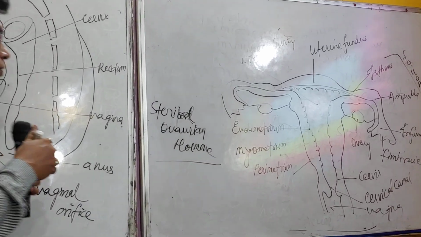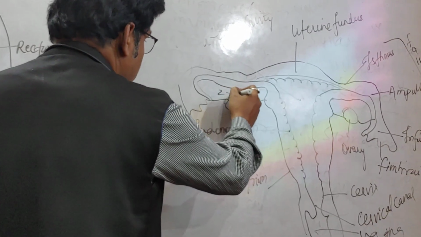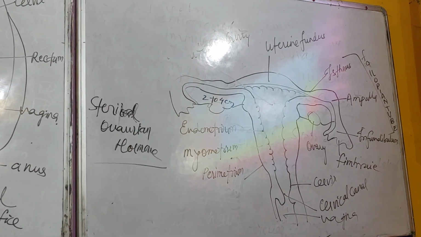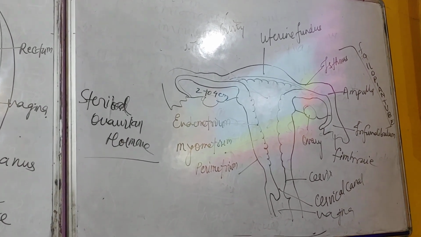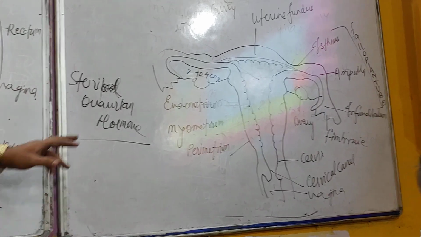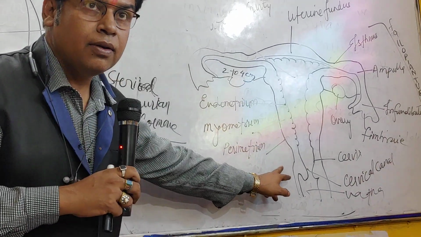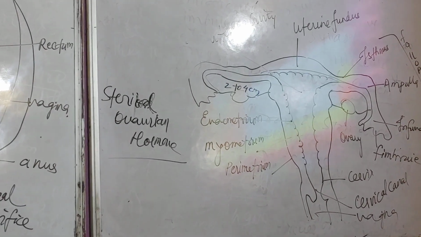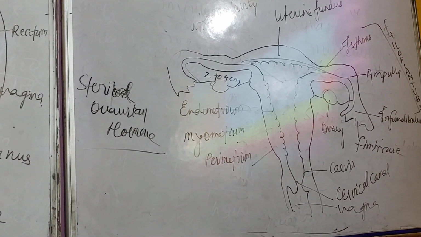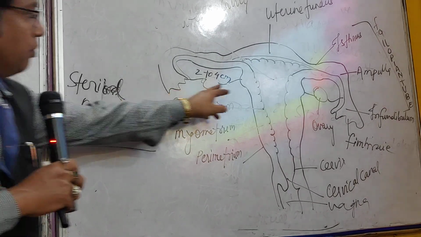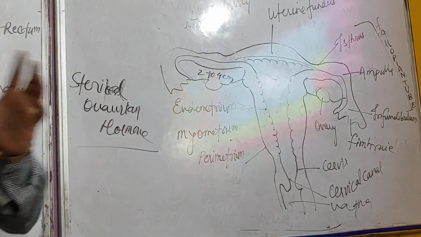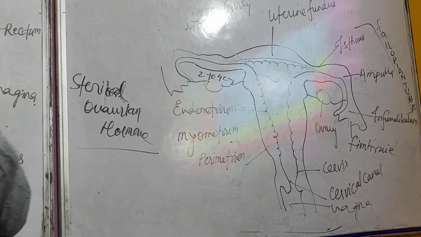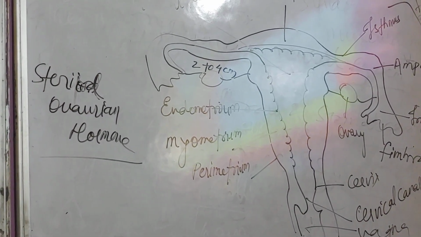The length of the ovary is 2 to 4 centimeter. The ovary is connected to the pelvic wall and the uterus. Clear? And how is the ovary connected to the uterus? It is connected with the help of ligaments.